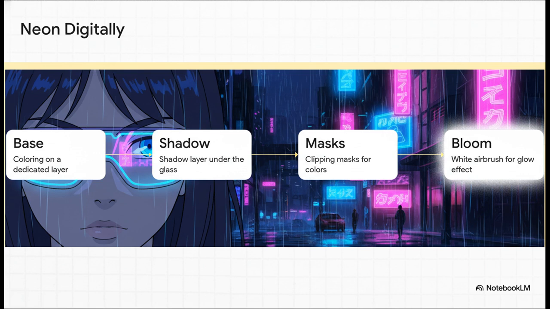First, you establish your base coloring. Then, and this is crucial, if you're drawing glowing glasses or neon reflections, you create a shadow layer that sits underneath the glass layer but on top of the base color. Next, you use clipping masks to precisely paint in the varying colors and reflections of those neon signs.